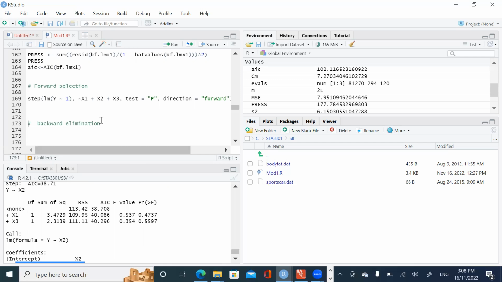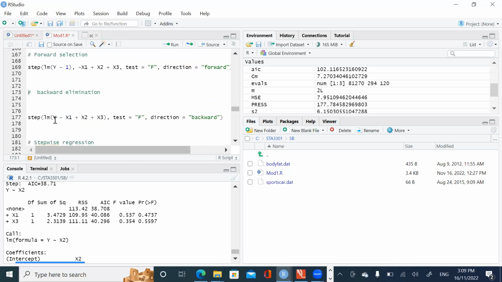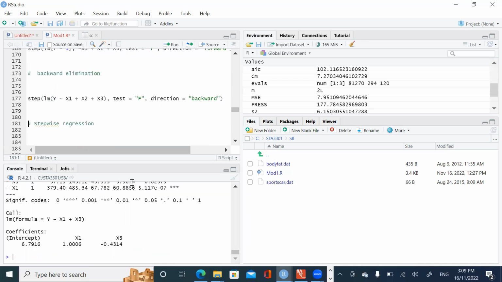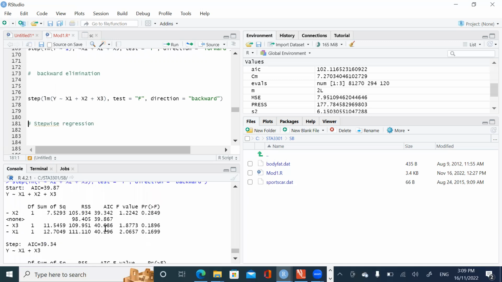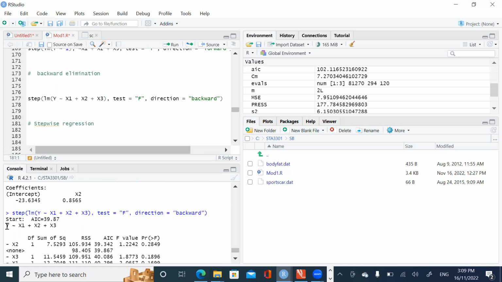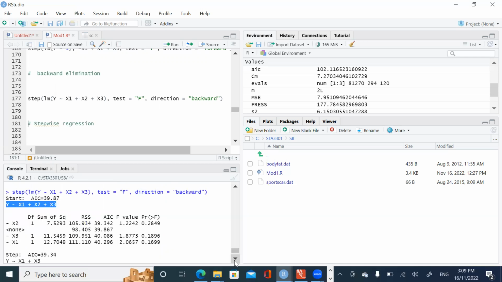What about the backward? Backward will start with all of the variables x1, x2, x3, and then eliminate one by one. If I run this one, look here, this is the backward one. At first it includes all of the variables x1, x2, x3. Now look here, the most insignificant variable in this case has a p-value of 0.28, so this is the highly insignificant variable. In the next step, x2 will be eliminated.